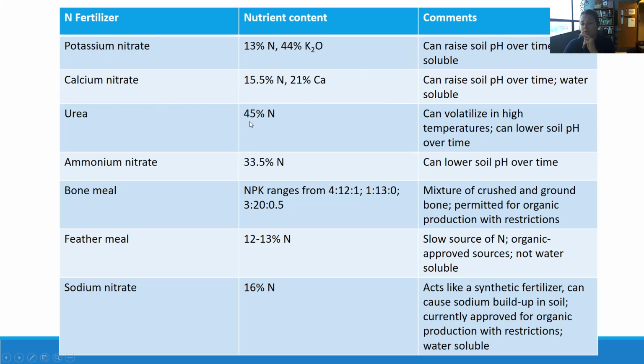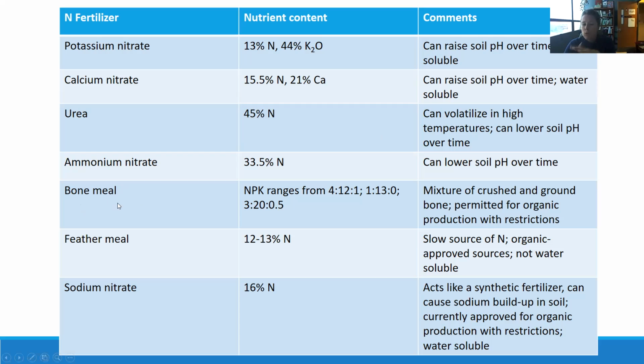Urea, very high in nitrogen, 45%. It can volatilize in high temperatures and can lead to lowering the soil pH over time. And this would be many years of urea use, for example. But this is something to keep in mind, this volatilization. You don't want to lose what you've applied, right? And so if it's a really hot day, I would maybe consider using a different fertilizer. Ammonium nitrate, 33.5%, also can lower soil pH over time.